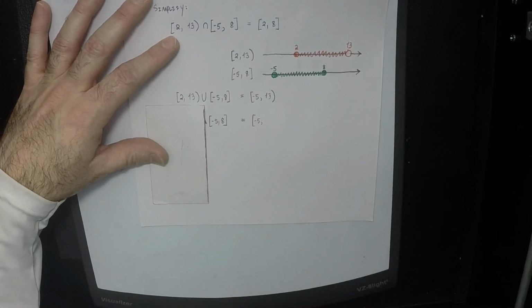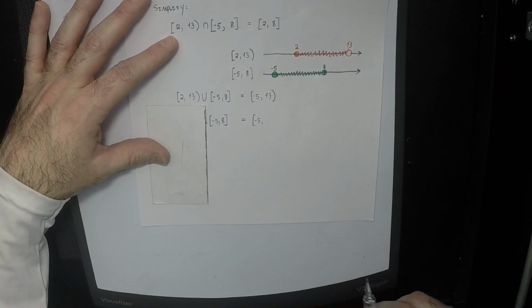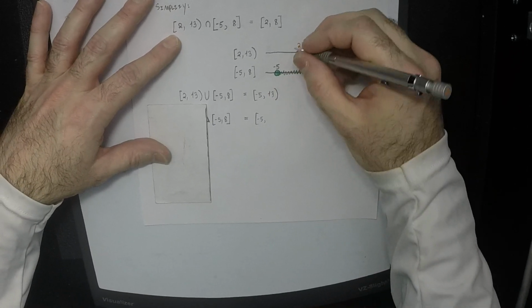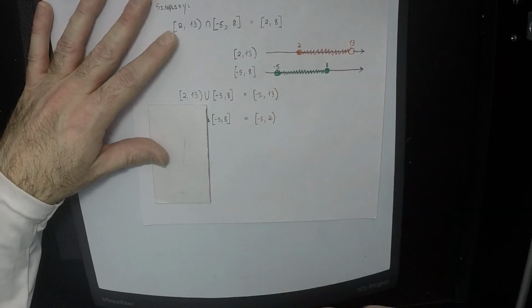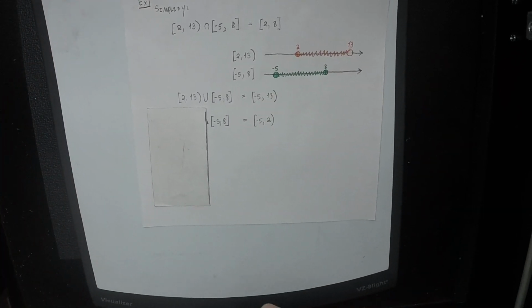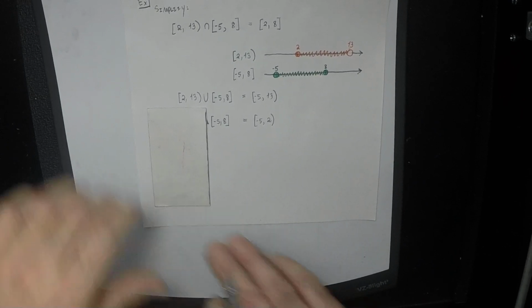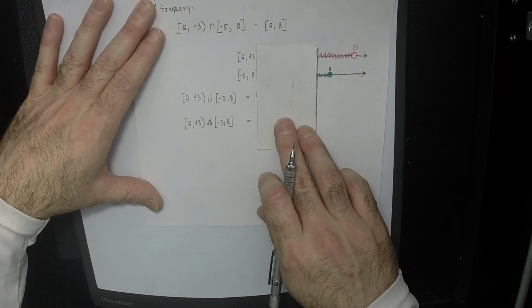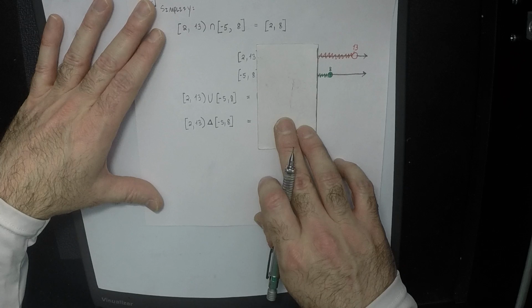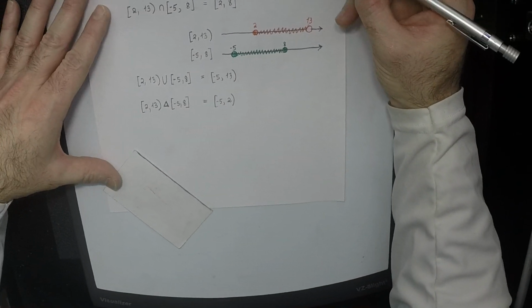How far does this bit of the symmetric difference proceed? Until 2, and then is 2 part of it, or is it not? It is not. So 2 is not part of the symmetric difference because 2 is green and red, and we need it to be just one or the other. Fine. So then none of this stuff in the middle is part of the symmetric difference because that's green and red.